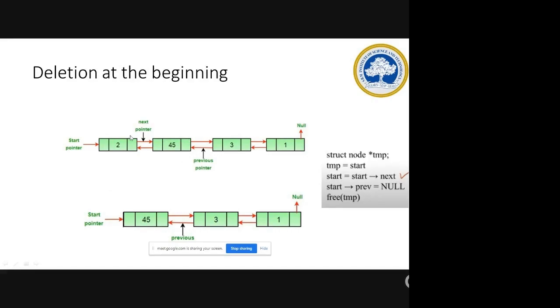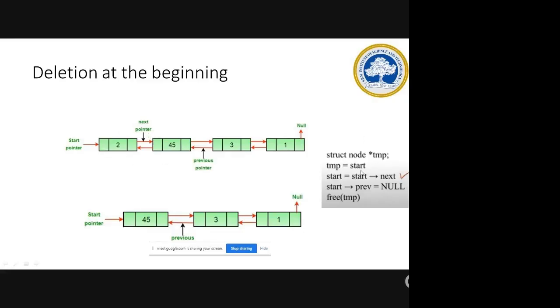And after that, actually here there is a link from this 45's previous to 2. 2's address is stored over here. But now we are going to delete 2, so there is no need of this address at all. So this 45's previous, or this head's previous, should be null. Our starting node's previous should be null. The start is the head node only, so head's previous is null. And once you assign all this, now you can free the temp.